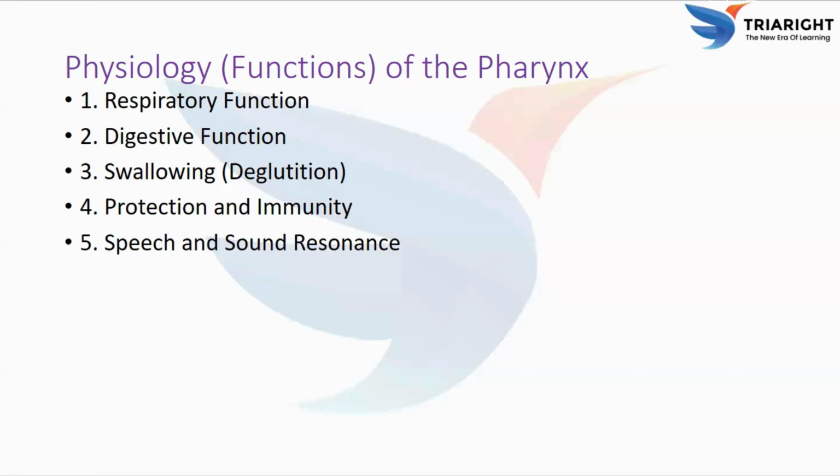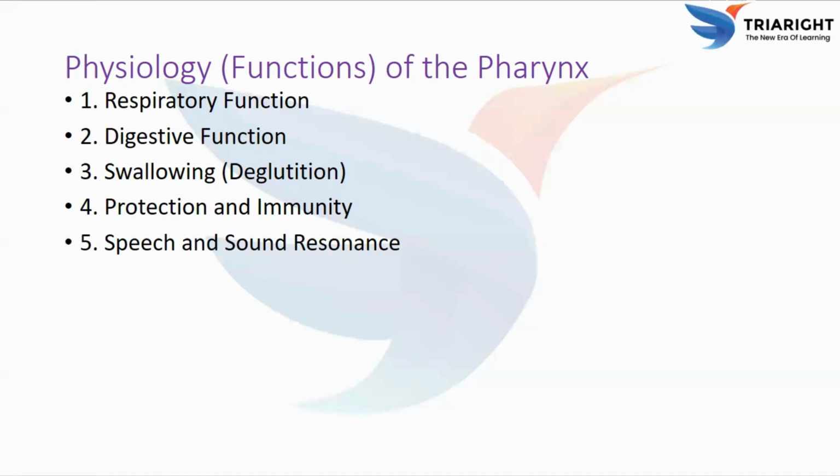Swallowing, deglutition. The pharynx plays a key role in swallowing by coordinating muscles that push the food downward. It closes the nasal passage and also closes the airway so that food doesn't enter the airway. It closes the nasal passage via the soft palate and closes the airway via the epiglottis to prevent choking. This reflex ensures food enters the esophagus safely.